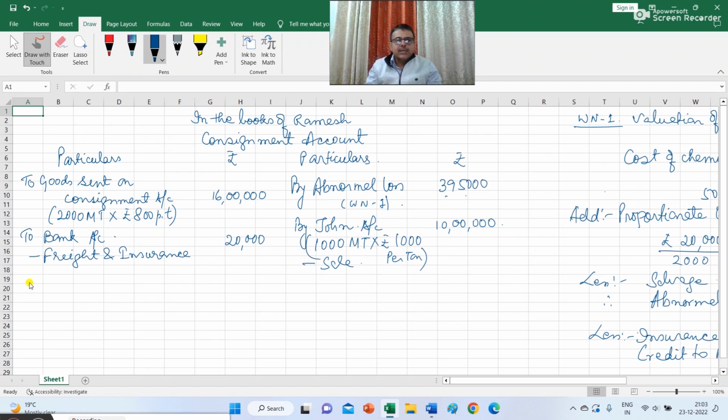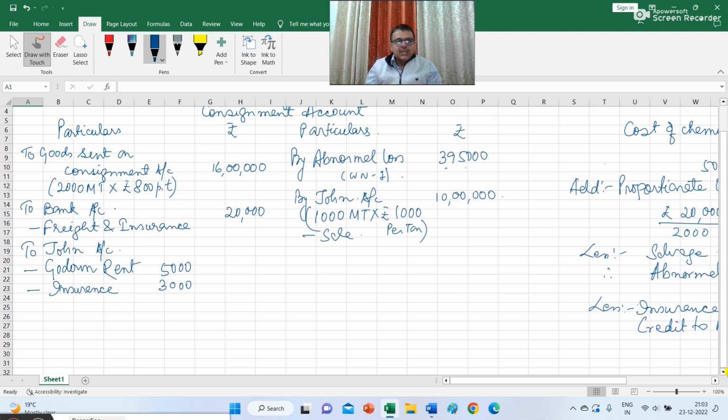Now Mr. John incurred the following expenses, and he is also entitled to a commission of 10% of the sale proceed. So on the debit side, I have to write to John account. So the first amount is for godown rent. So Mr. John incurred a godown rent for rupees 5,000. Next, he paid insurance charge for rupees 3,000. He cleared the goods. So I have to write a clearing charge rupees 4,500, and Mr.